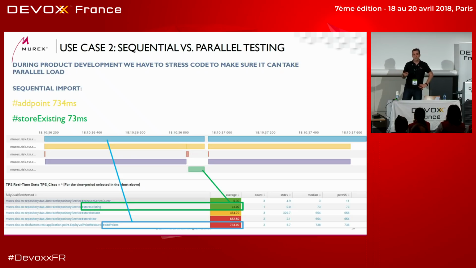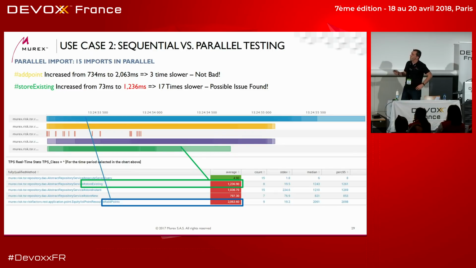But what happens if the client wants to run 15 imports in parallel? Okay, can this code line handle parallelization? And sometimes developers haven't developed that way, they haven't thought about that, but it's inside the non-functional tests. So we say, well, let's give it a go. When we tried it, we got a surprise, good and bad news. The good news is 700 milliseconds went to 2 seconds, so 3 times slower. It's not bad, it's okay, for 15 imports. But no surprise, the 73 milliseconds went to 1,200, so that's 17 times slower. Now that's a DB insertion.